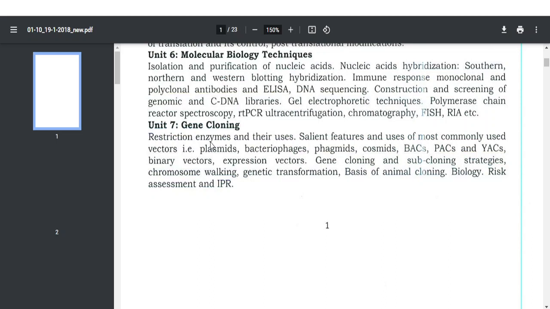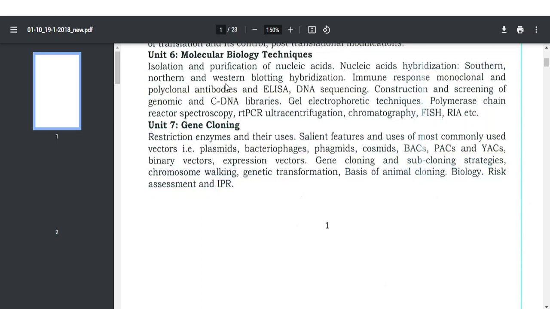This is also again an important topic. First, study the generalized concept of gene cloning, and then go for gene cloning in plants, how gene cloning is done for plants. Next, you need to know about restriction enzyme types, for which you can refer to the book Analysis of Genes and Genomes by Richard Rees. I'll be giving the link of that particular book.